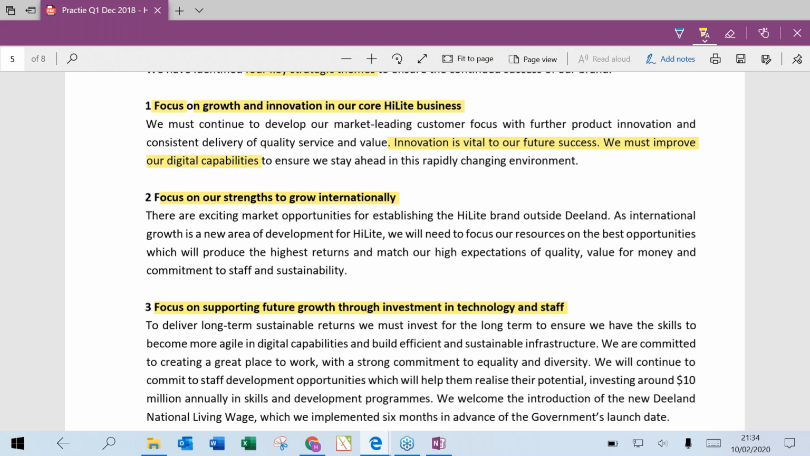Please bear with me. Focus on our strength to grow internationally. There are existing market opportunities for establishing the highlight brand outside D-land, as international growth is new area of development for highlight. We will need to focus our resources on the best opportunities which will produce the highest returns and match our high expectations of quality, value for money, and commitment to staff and sustainability. There are exciting market opportunities to establishing highlight brand outside.